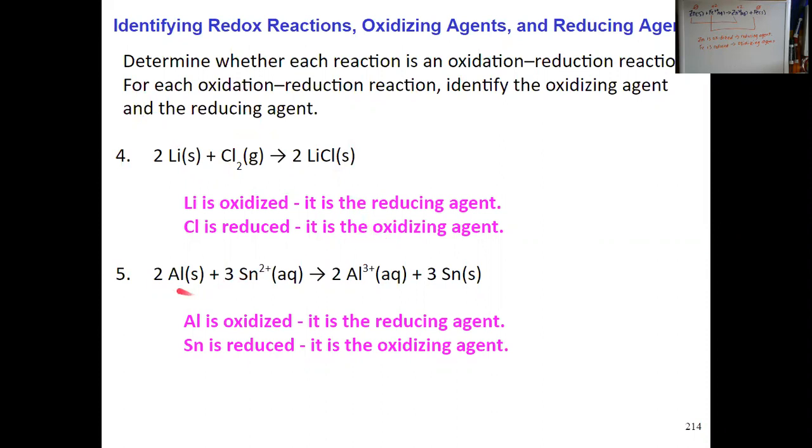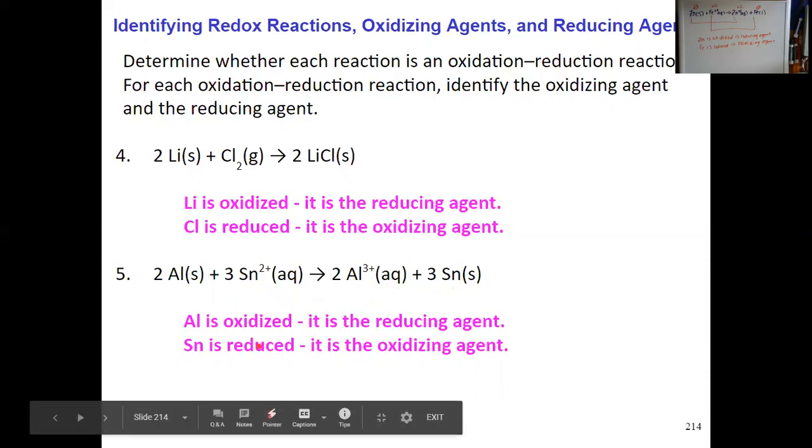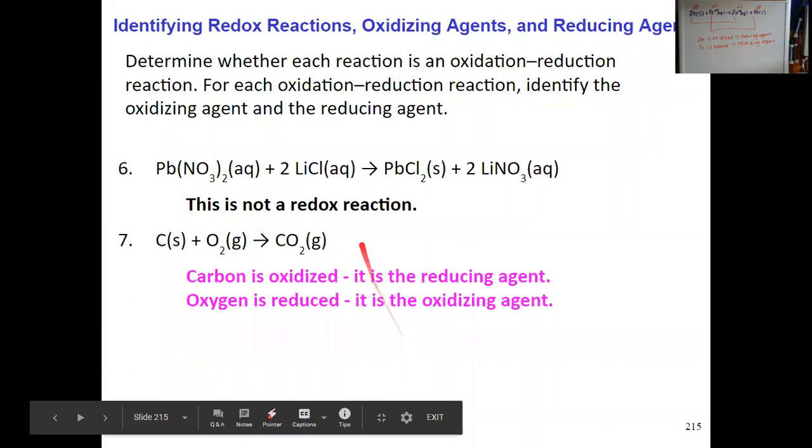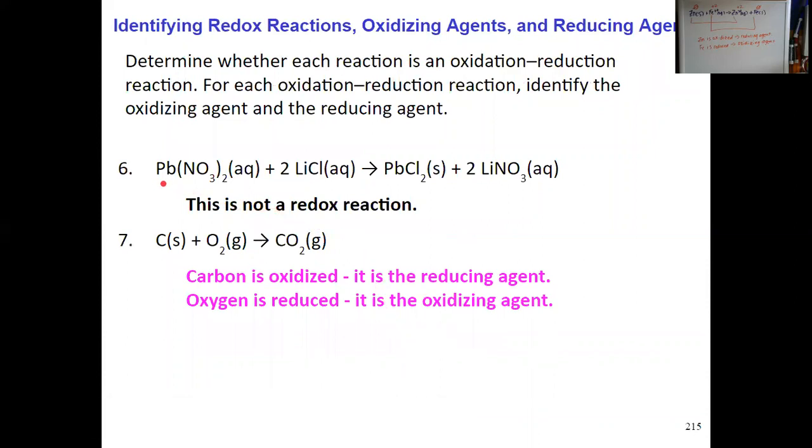Example number 5, aluminum goes from 0 to +3. So aluminum is oxidized, it's the reducing agent. Tin goes from +2 to 0, so its oxidation state is decreasing, so it's reduced. It's the oxidizing agent. For number 6, if you write out the oxidation states for each of the components here, you'll find that there is no change in oxidation state. That means that it is not a redox reaction.